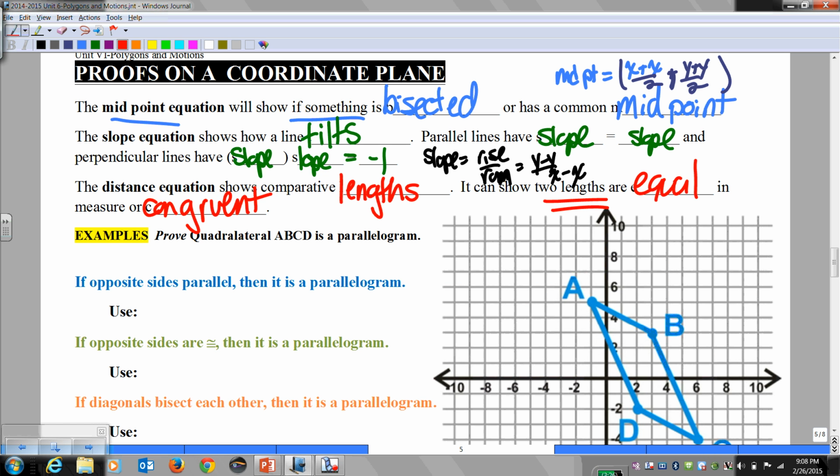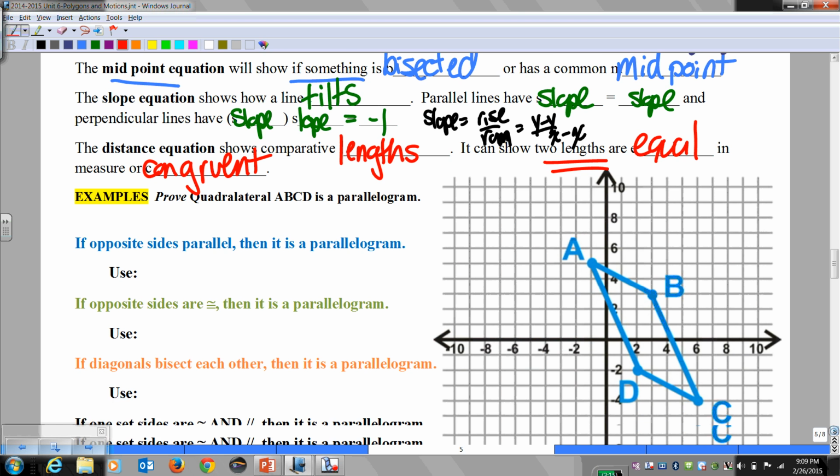The distance equation shows comparative lengths. It can show how two lengths are equal in measure or congruent. Again, the distance equation shows comparative lengths. It can show how two lengths are equal in measure or congruent. Let's go through an example here.